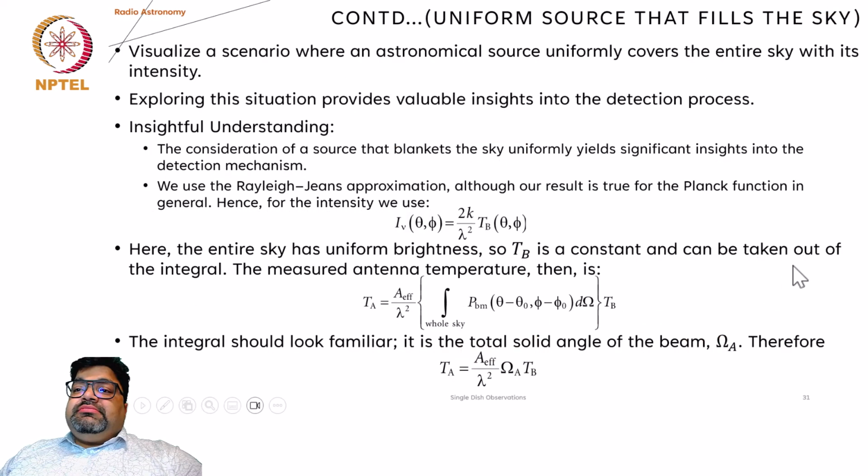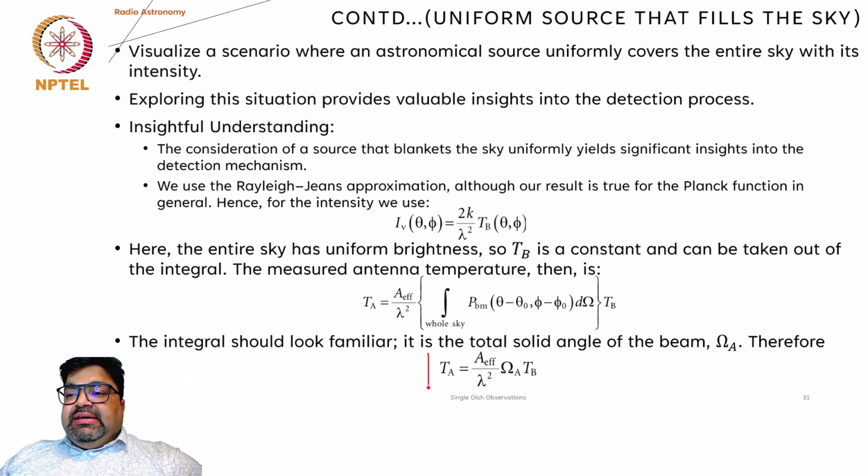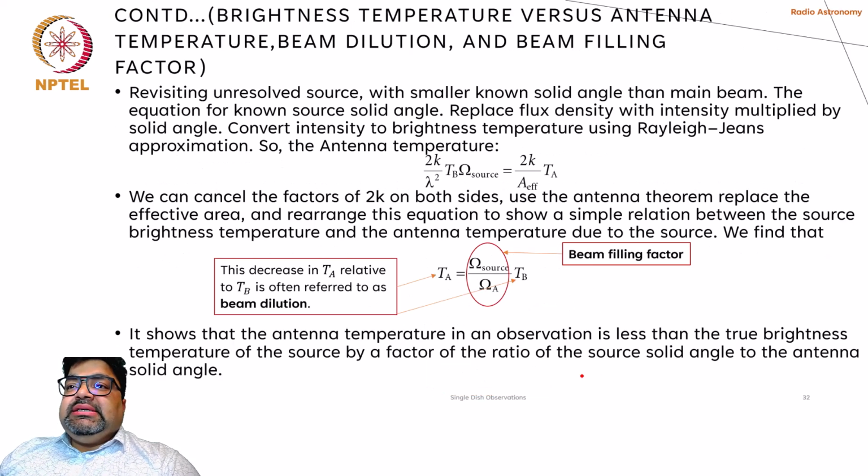Just to extend for different cases which arise during practical observations, for a source which fills the sky, a uniform source, you have finally the antenna temperature, which is given by Ta equal to the effective area over lambda square times sigma A. So then the total solid angle of the antenna is considered, and Tb is the brightness temperature of the source. So that is another case.